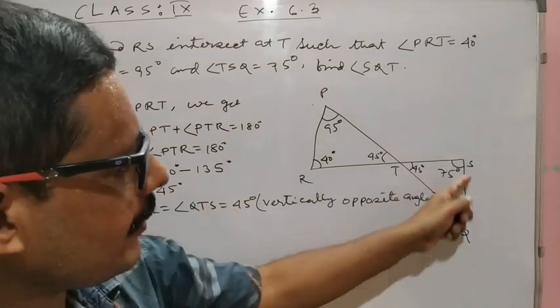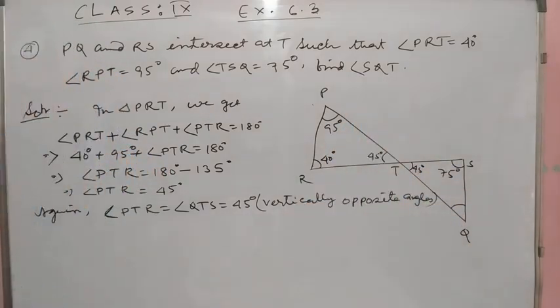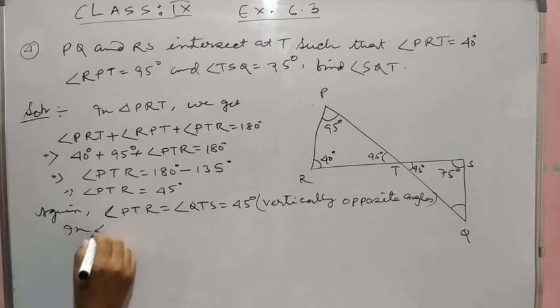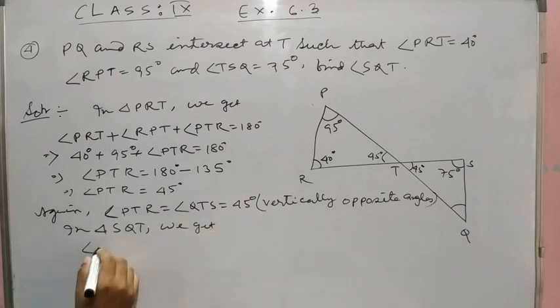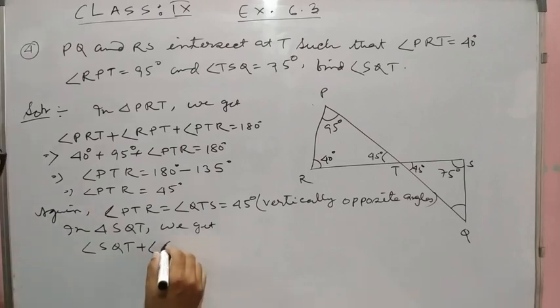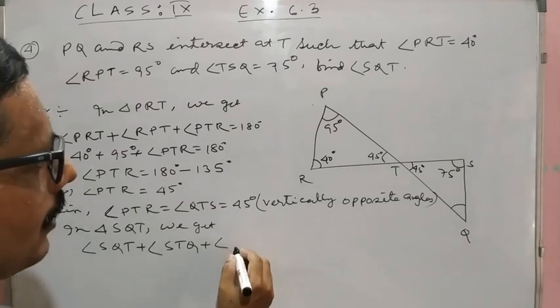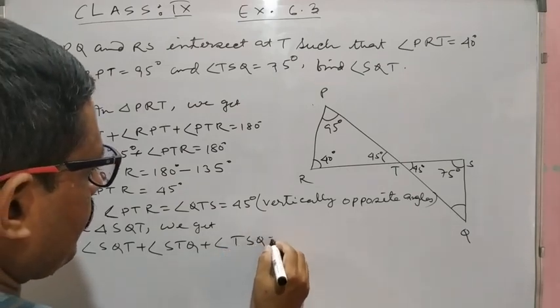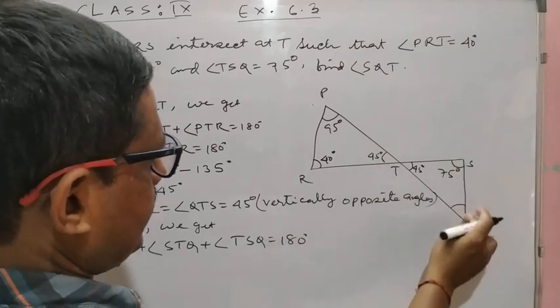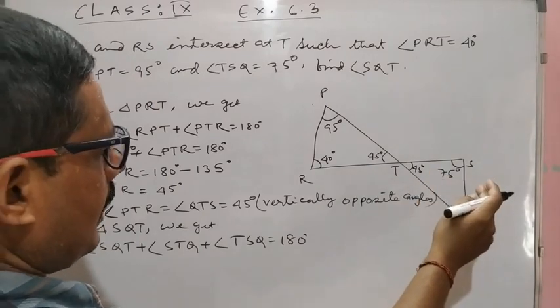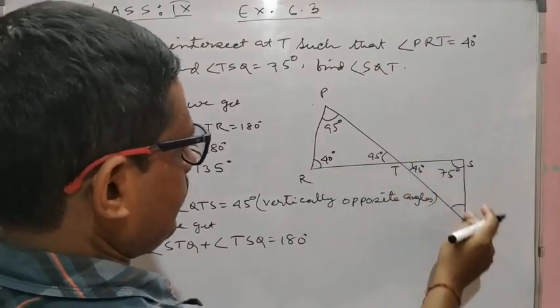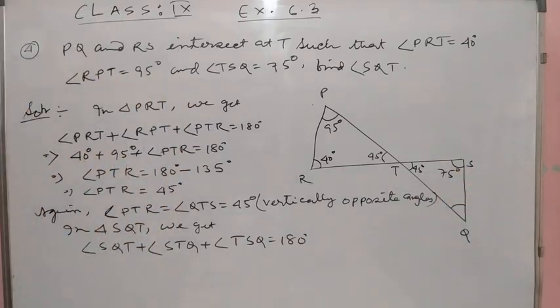Again let us apply the angle sum property in triangle SQT. So in triangle SQT we get angle SQT plus angle STQ plus angle TSQ equal to 180 degrees. That is, SQT this angle, STQ this angle, and TSQ this angle equal to 180 degrees.